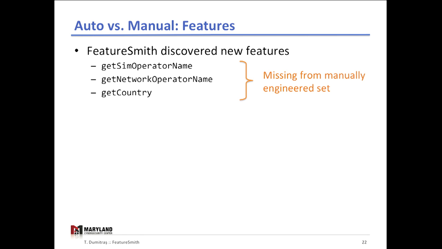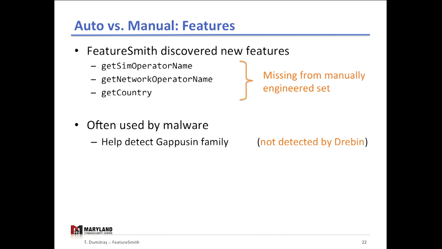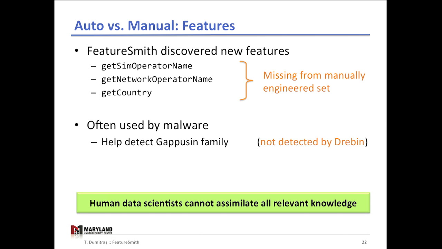These are API calls that leak some sensitive information, and it turns out that they're actually used frequently by malware. And using these features, our classifier was able to detect one particular malware family that is a false negative for Drebin. And this illustrates the fact that human data scientists cannot assimilate all the relevant knowledge, and they may overlook some features that are important.